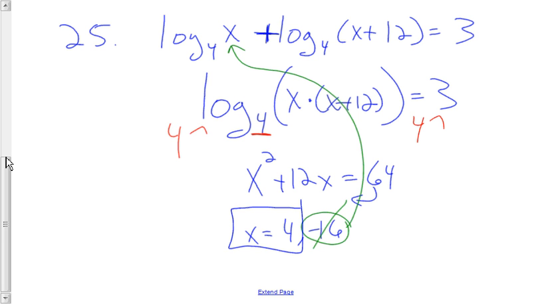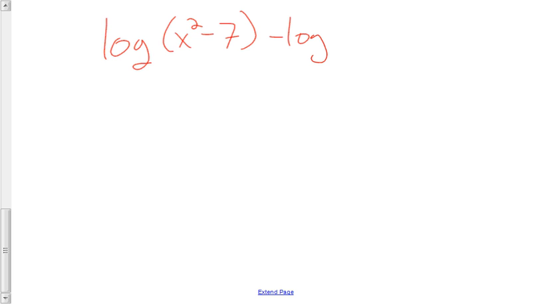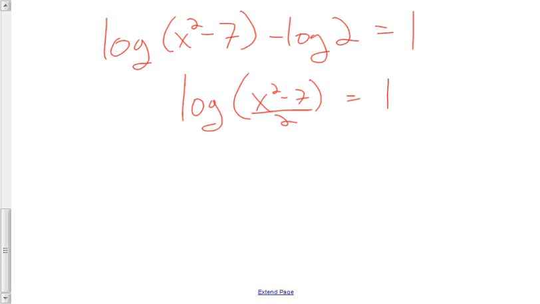For number 26, it is similar to 25 in that we start with 2 logs. So we can't do any kind of canceling yet, but we can combine. We can combine both of those using the quotient property, because it's a minus, subtraction. So that 2 goes in the denominator. And now we can get rid of the log because it's just a single log.